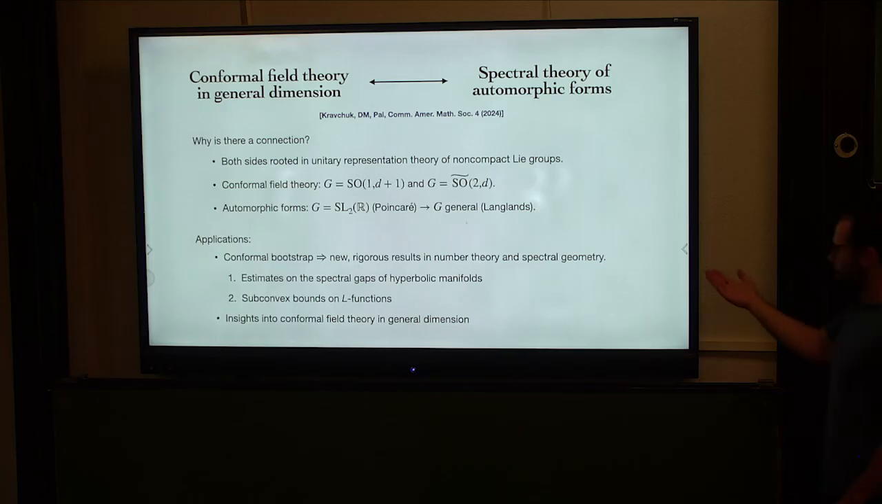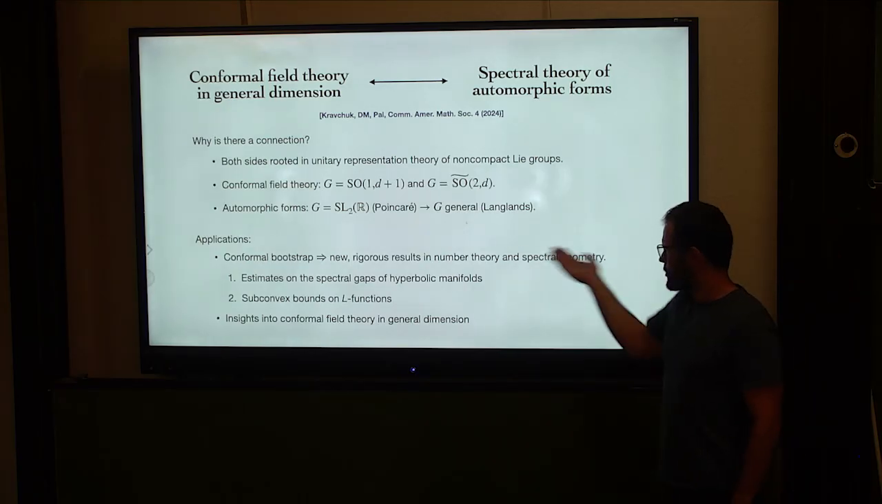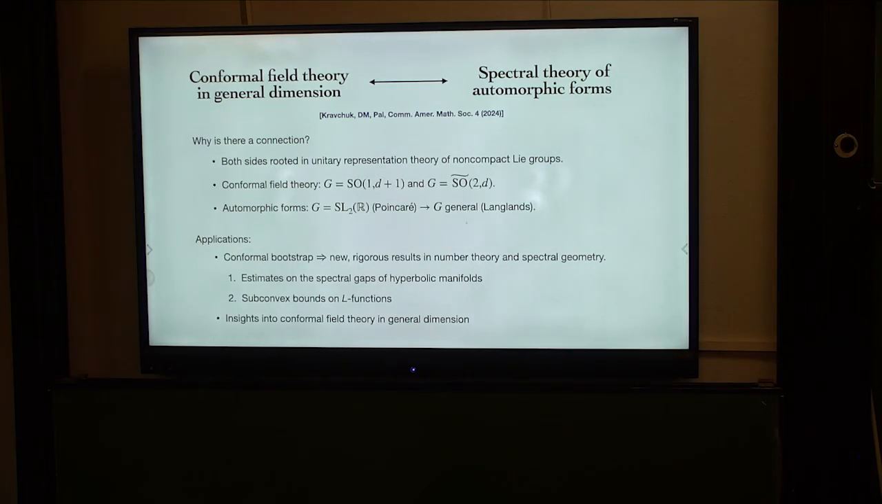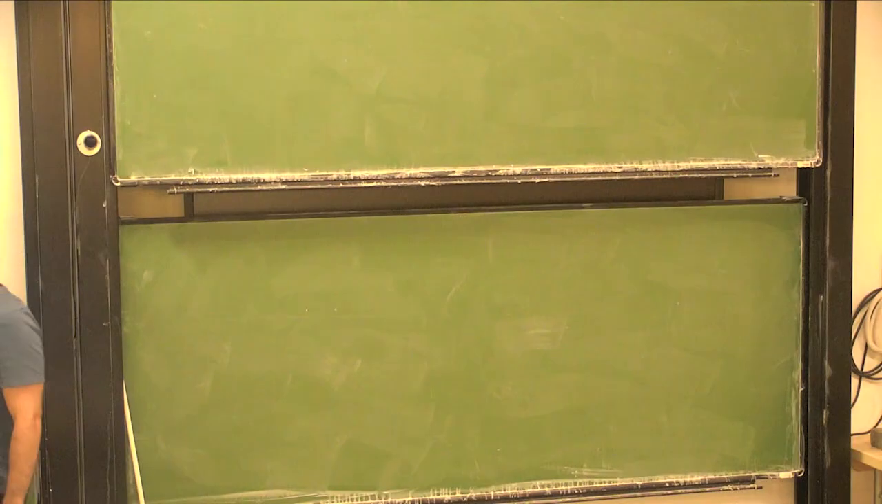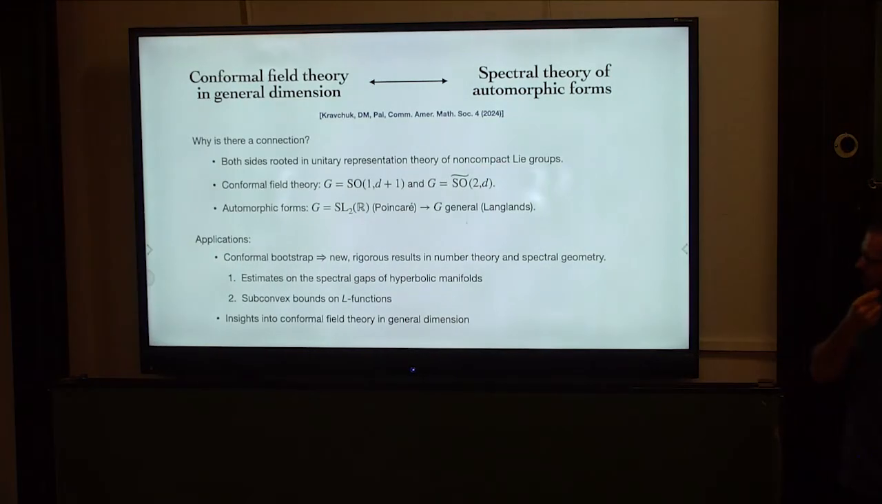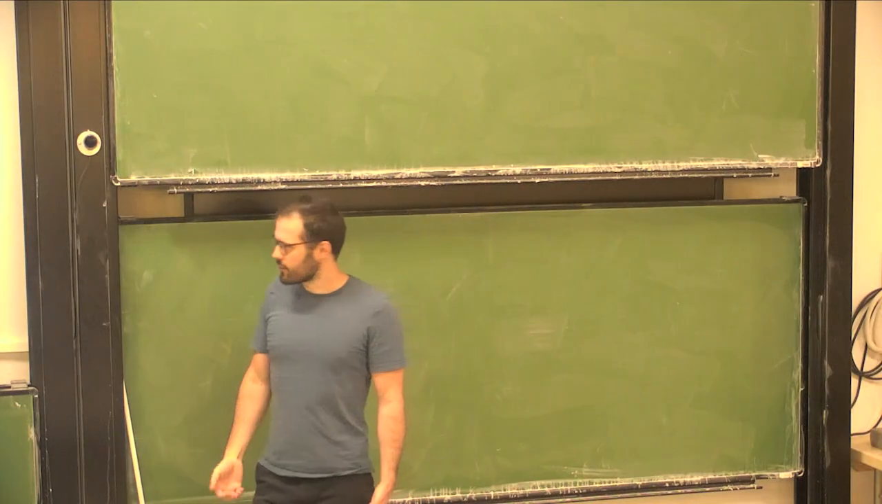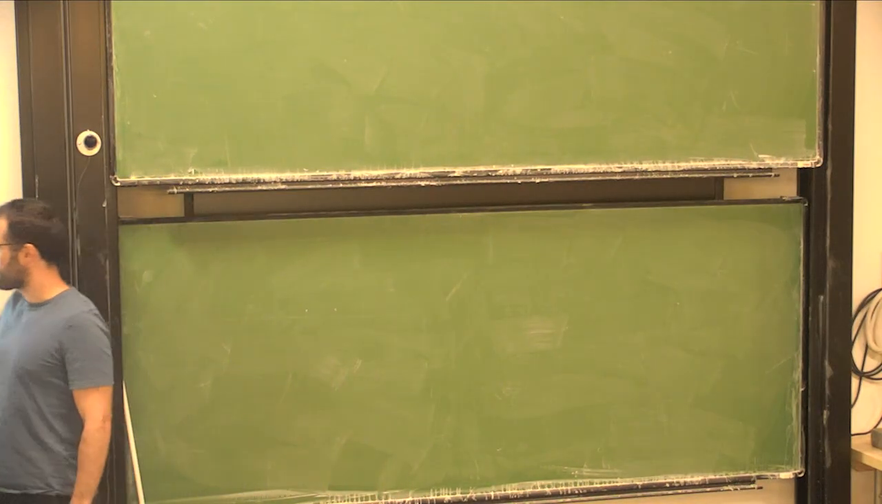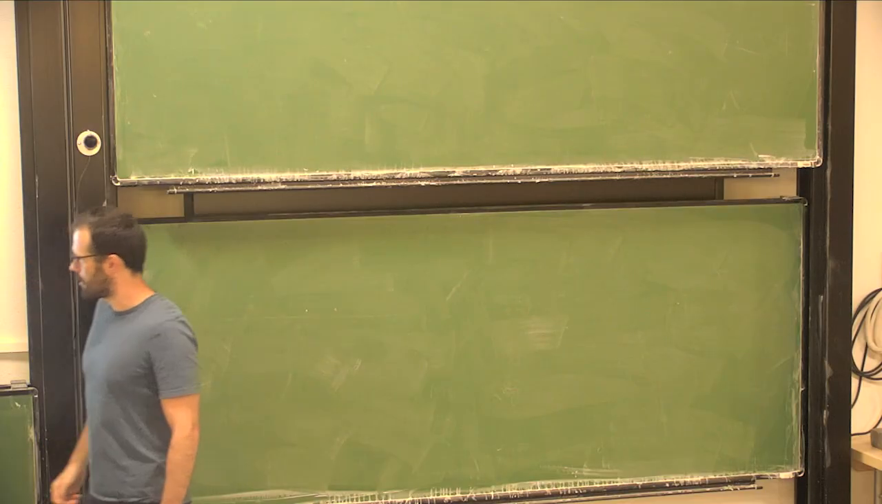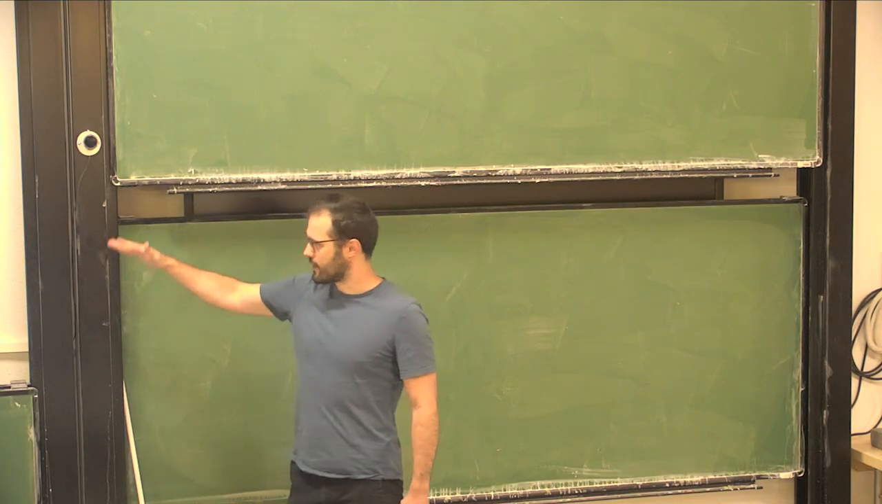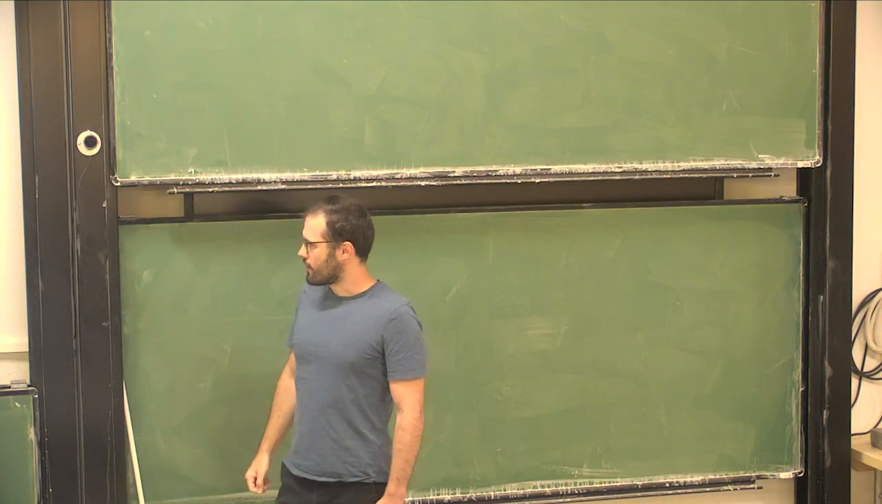Okay, so like I already mentioned, because of this connection, one can use the conformal bootstrap ideas to give some new rigorous results in number theory and spectral geometry. And what I'll talk about today is two classes of such results. The first one are bounds on spectral gaps of hyperbolic manifolds. And the second one are some new subconvex bounds on L-functions. I'll explain what I mean by all of this as I go on.